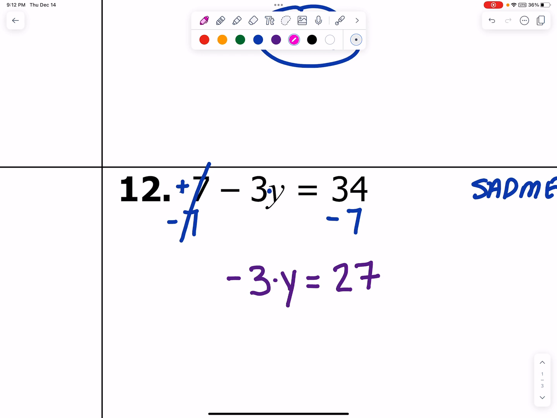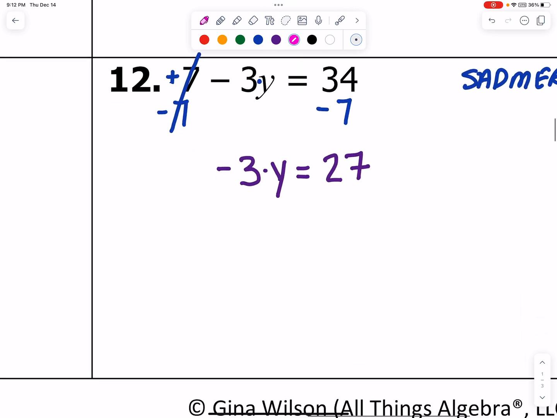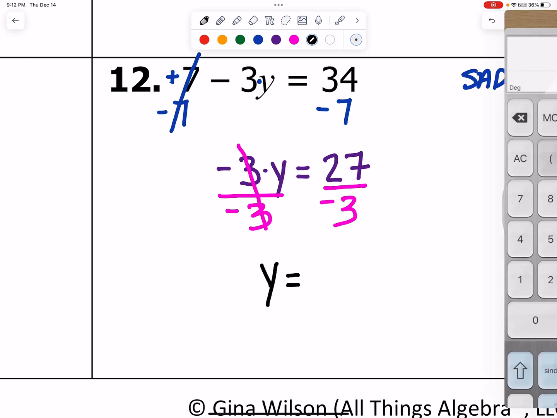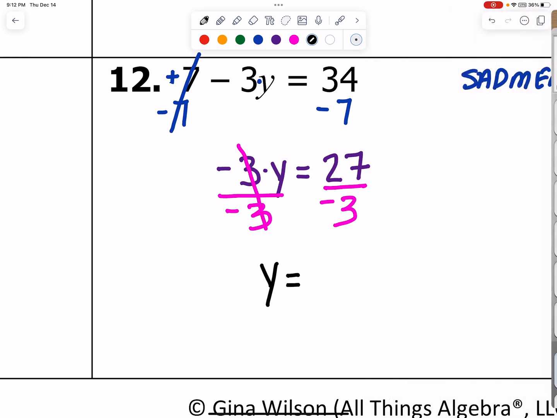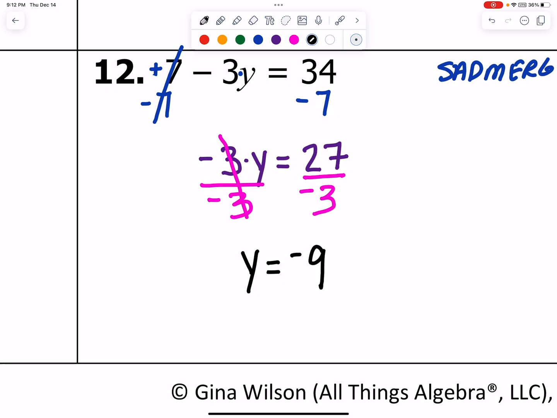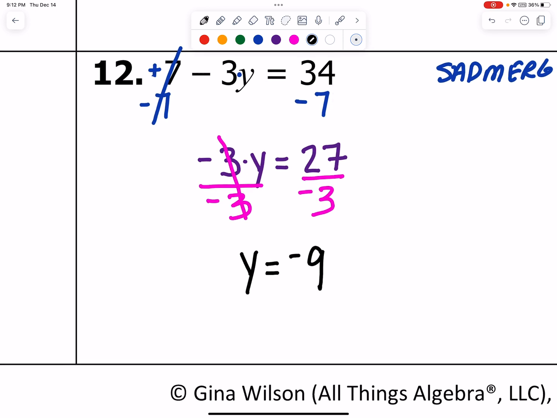How do I get rid of a times negative 3? Well, we divide by negative 3 to both sides. Physically cross that out, and what are you left with? You're left with y equals 27 divided by 3. 27 divided by 3 is 9, but it's negative because of the positive divided by a negative. And there you go, y equals negative 9.